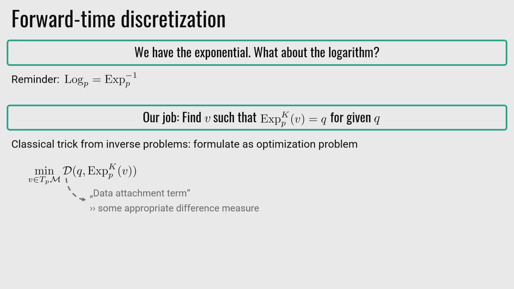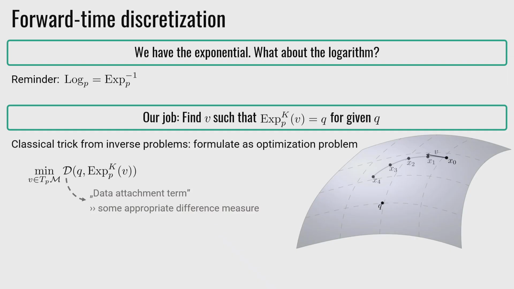I look at all possible tangent vectors I could take. I look at where they go on my space, and then I try to find the one that's closest to my point Q, the result. Then you choose some D, typically called the data attachment term in this literature. It's something that measures the difference between two points. This could be just an L2 norm if you apply it to images. It could be something like the distance between vertex positions if you apply this to meshes. But you need to choose something that tells you you're close.